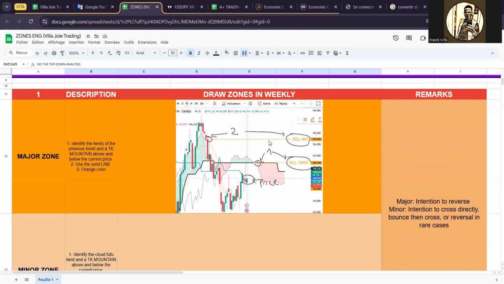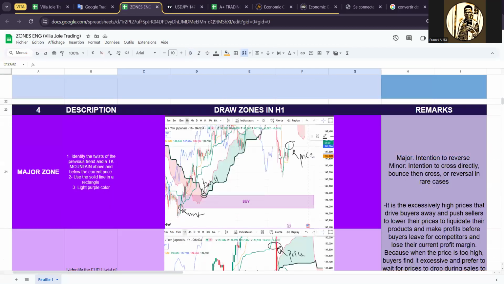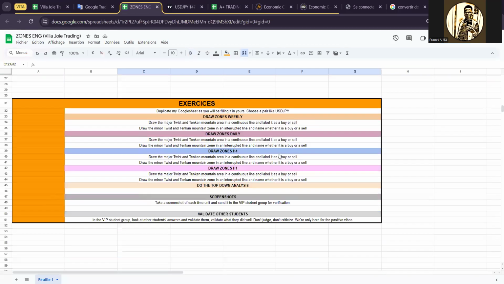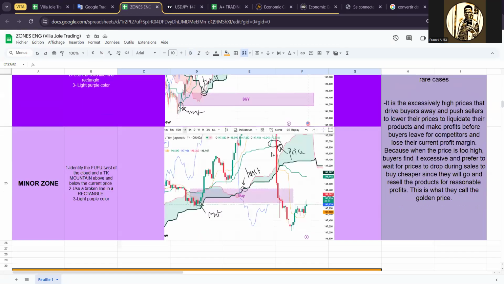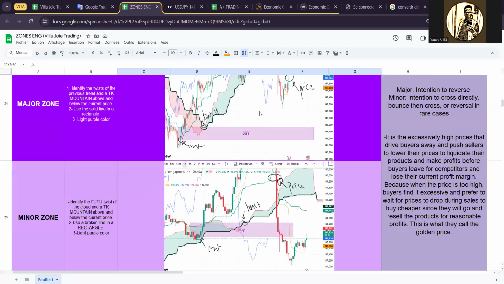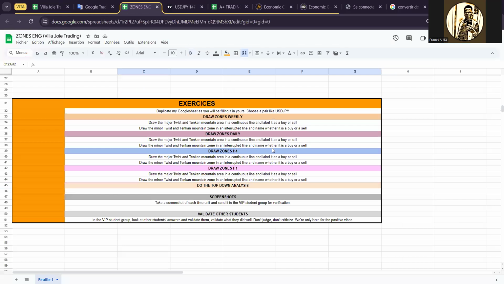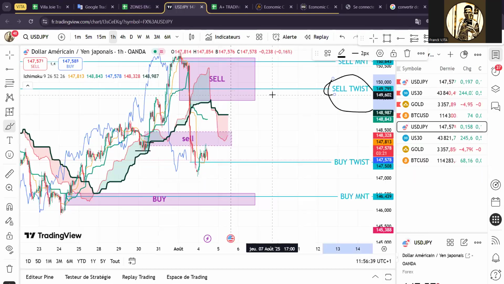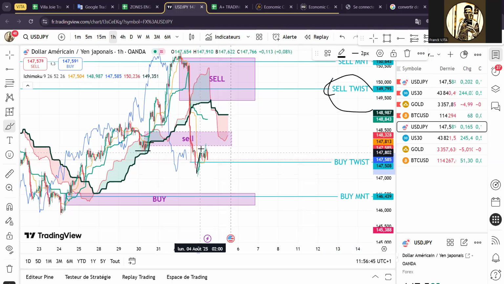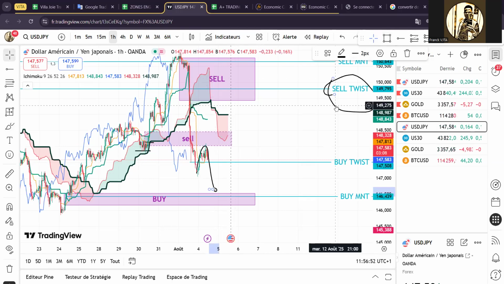After watching the video, you can also use the chat and the Google Sheet. When you place it in the document, you screenshot with the name, and you mark some things, so that people know what you are actually doing. And then you do the top-down analysis. The top-down analysis is to do it from weekly to 1 hour and know what you can expect from your own drawing. Zones are not the only thing that we use for structure.